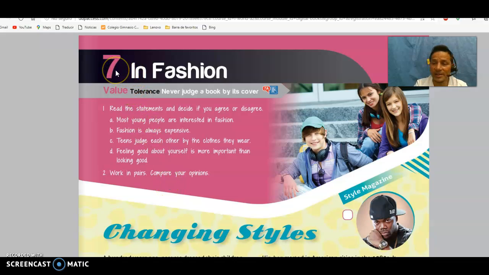So unit seven is about fashion. How important is fashion for you? How important is fashion for you? So value the tolerance, never judge a book by its cover. One, read these statements and decide if you agree or disagree. A, most young people are interested in fashion. So you say yes or no.